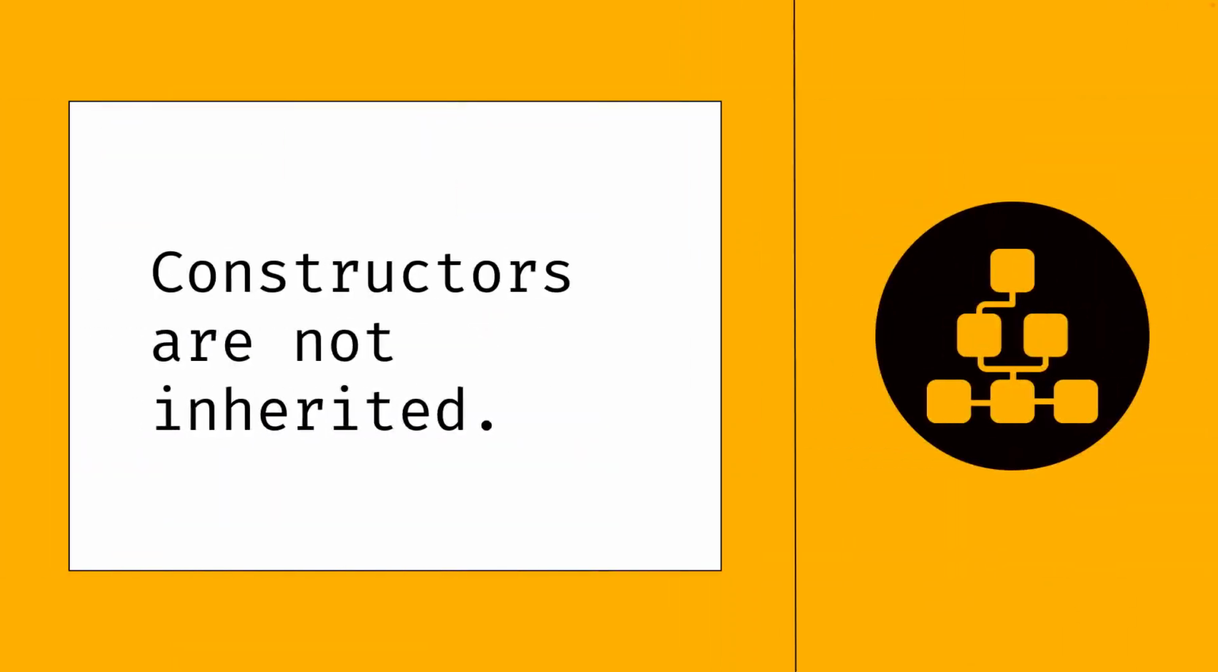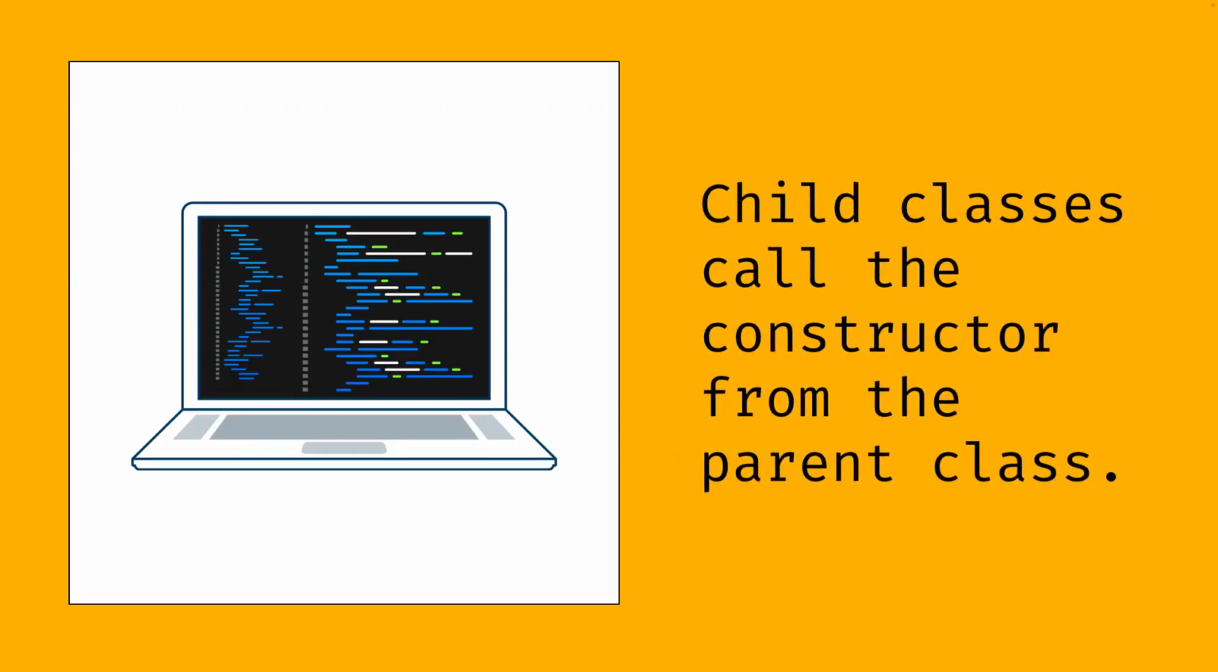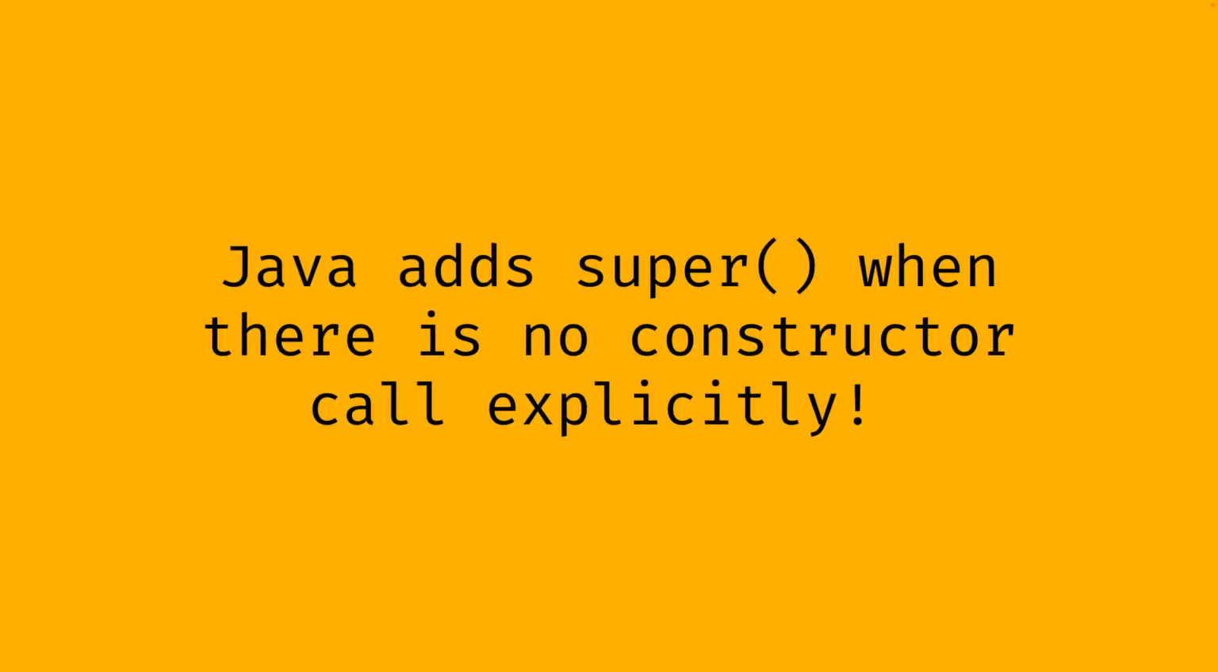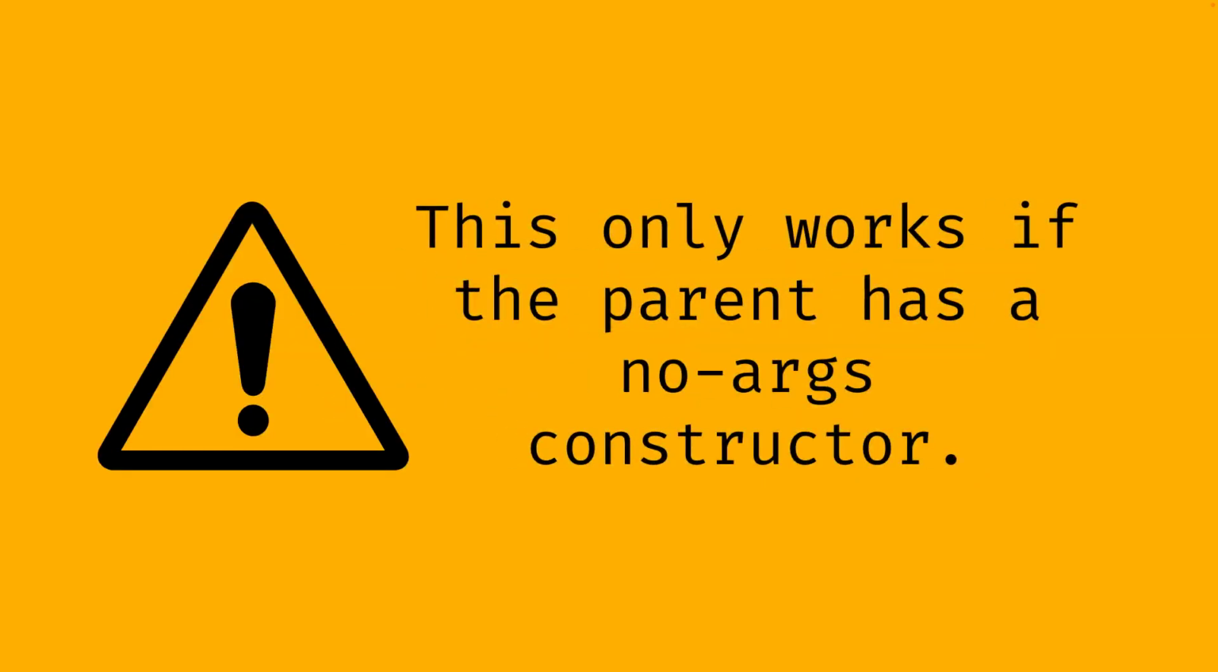So, to sum up, in inheritance, the constructors of the superclass are not inherited by the subclass. However, we can call the constructors of the superclass from the subclass using the super keyword, as we've seen in the previous video as well. If we don't call a constructor explicitly, Java will add the super at the beginning of the constructor. But this will only work if the parent class has a no-args constructor. If that's not the case, you should add a no-args constructor to the parent, or call the custom constructor from the child's constructor.